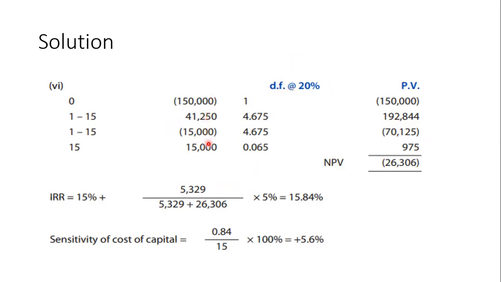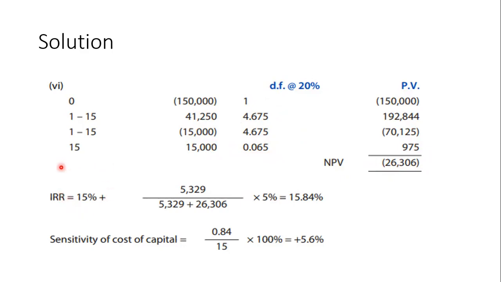The same cash flows as before. The only difference is the discount factor. Remember, this is an annuity for 15 years using 20% as the rate, and this is the discount factor of 20% for year 15. You use that to multiply by your cash flows as before, the same cash flows, nothing changes. The only change is the discount factors. You get your present values and then your NPVs, and you put that into your IRR formula.